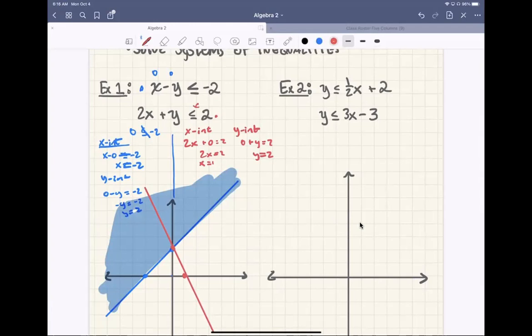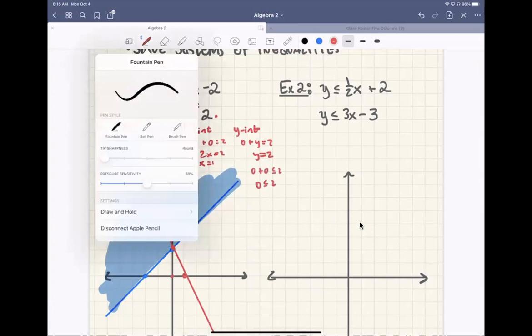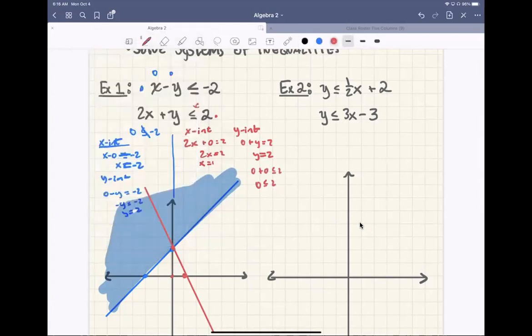All right. Next, we got to test 0, 0. We're going to put 0 plus 0 less than 2. That means 0 is less than 2. That is true. So because 0, 0 is right there, when we highlight that portion, we're going to highlight that portion of our graph. Okay. And that's going to be this portion right here.